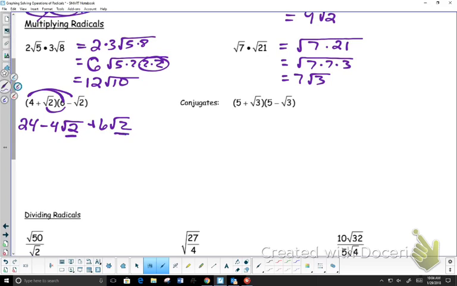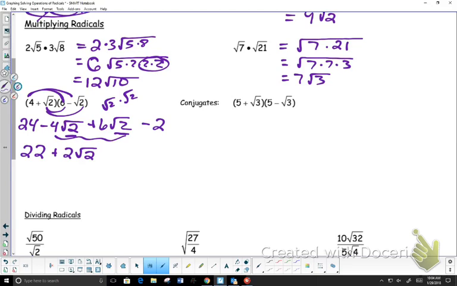Notice these two things are the same, so I will be able to combine them. And then I've got positive and a negative, square root of 2 times the square root of 2. Well, square root of 2 times the square root of 2 is 2, and it's going to be minus. 24 minus 2 gives me 22. These combined will give me positive 2 square root of 2. And that's as far as you can take it because this 22 does not have a radical.